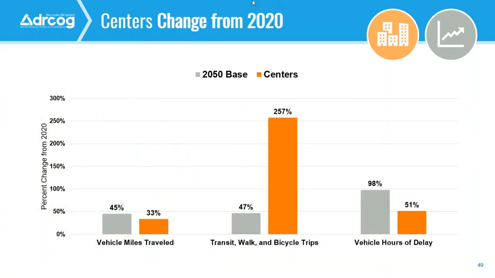So looking at this graphically, visually, change from 2020, comparing the center's land use scenario with the 2050 base, the growth in vehicle miles traveled decreases a little bit compared to the 2050 base. Transit, walk and bicycle trips increase very significantly, as you see, and the growth in vehicle hours of delay decreases compared to the 2050 base.